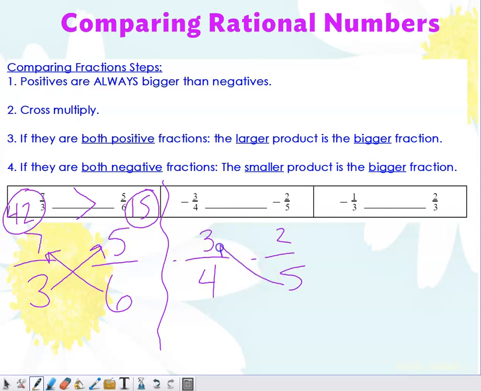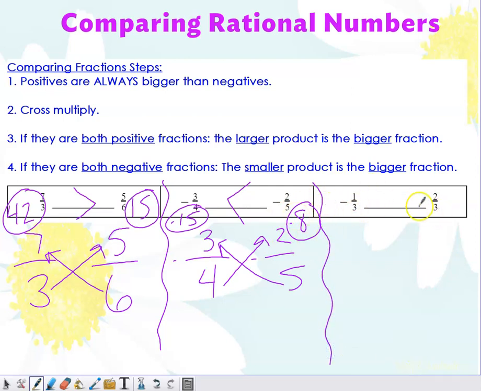Now we still multiply, so 3 times 5 is 15. We're multiplying upwards. 4 times 2 is 8. This is a negative, that's a negative. So we are going to see that the smaller product is the bigger fraction. So we're looking for which one's smaller. Even if you compare -15 and -8, the larger one is -8 because that's closer to 0 and closer on the positive side. -15 is further away. So this one is actually the larger fraction.